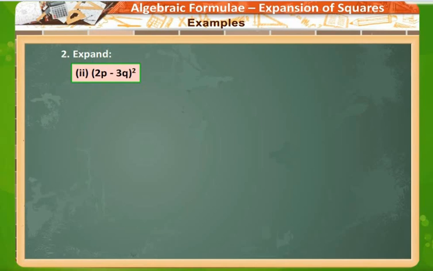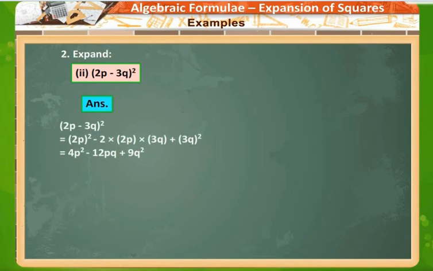(2p - 3q) the whole square. So now this is of the form (a - b) the whole square. Applying it, (2p)^2 - 2 × 2p × 3q + (3q)^2, which becomes 4p^2 - 12pq + 9q^2. You have to just apply the formula for (a + b) the whole square and (a - b) the whole square.